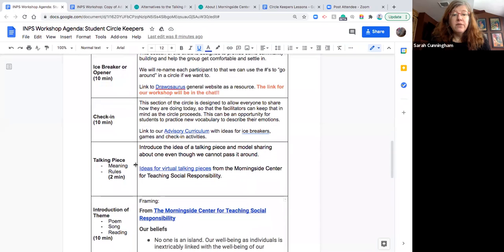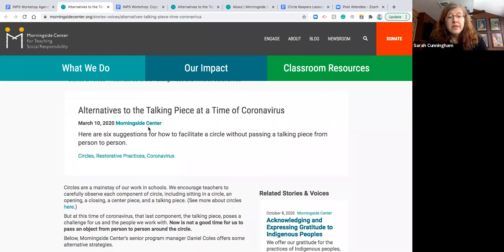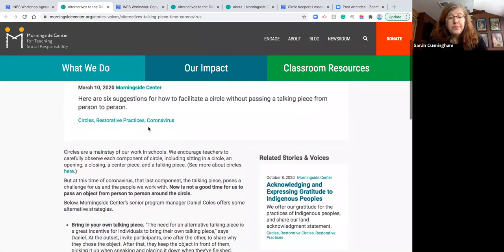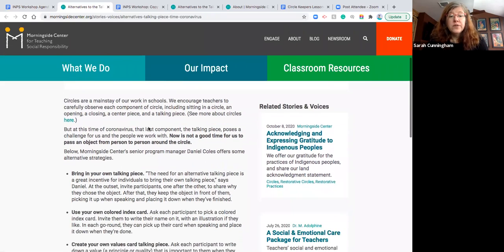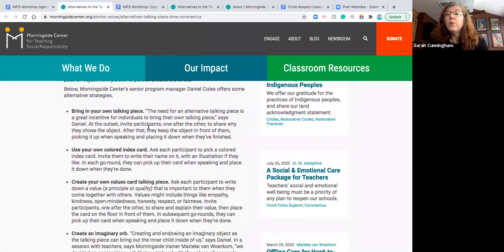The next thing that we always include is a talking piece. Talking pieces during a pandemic are rather difficult since you cannot pass one object from person to person. Therefore, we created a link to different ways of incorporating talking pieces during the coronavirus. What we chose to do in our workshop was simply to show something that we would use if we were in person, and talk about its significance.